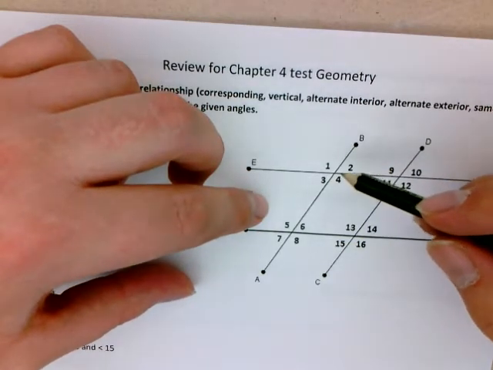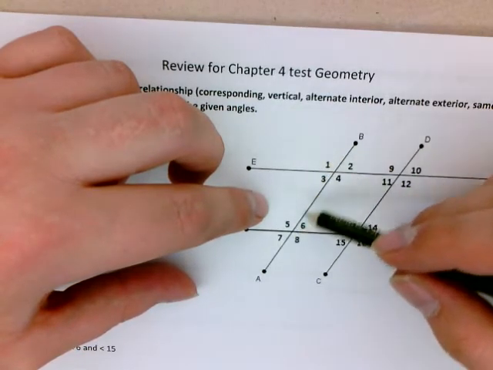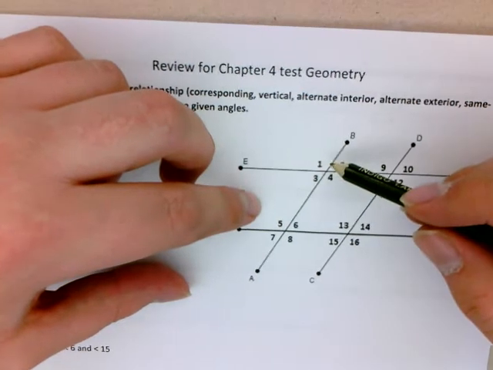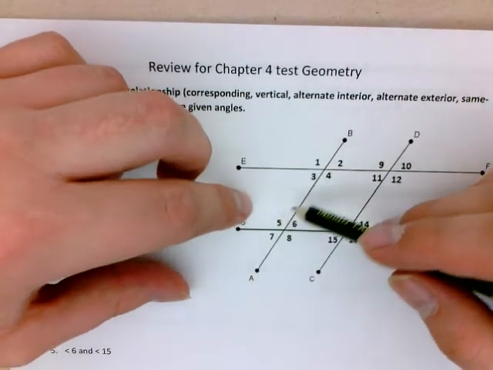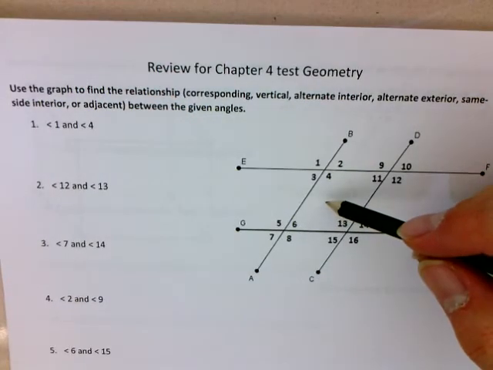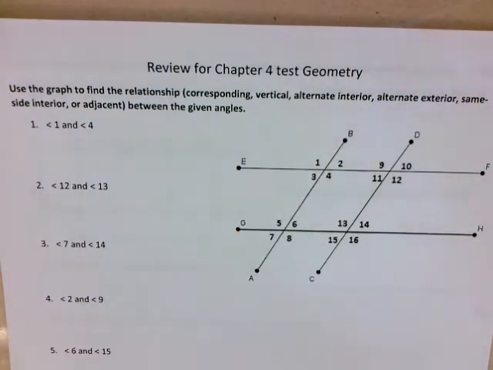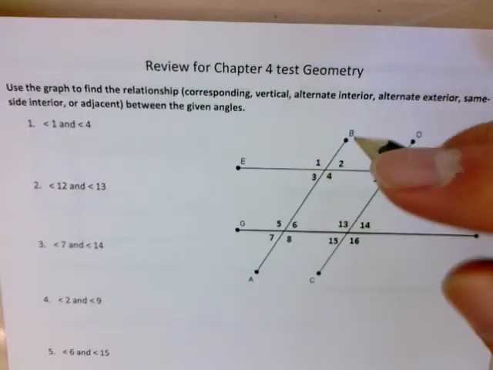Then you've got alternate exterior, means diagonal from on the outside or on alternate sides. Then you have same side interior, where they're on the same side on the inside. And then you've got adjacent. Adjacent means next to, like 3 and 4. Okay? So, we're going to start with 1 and 4.